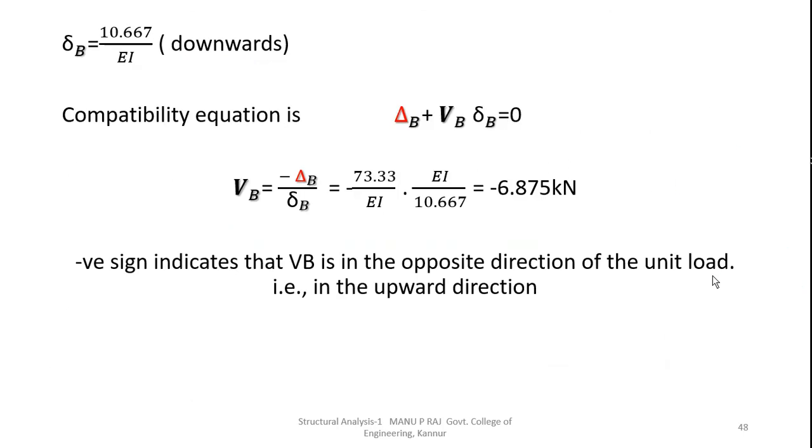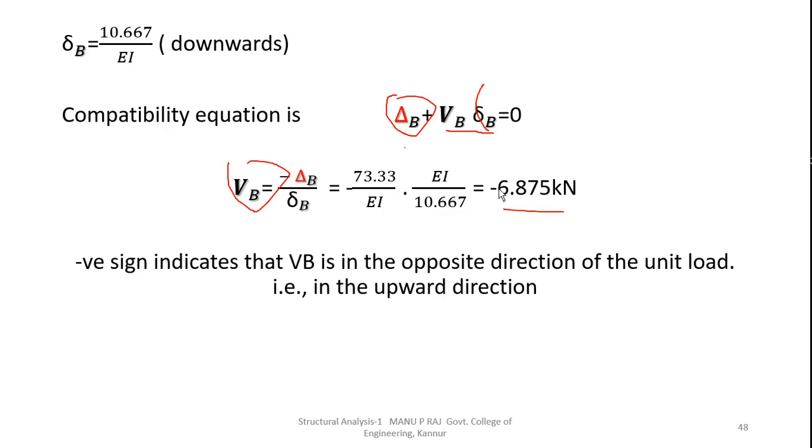Now the compatibility equation is this: capital delta b plus delta b dash, that is Vb into small delta b, equal to 0. We know the value of capital delta b, we know the value of small delta b. Now get the value of Vb. Vb equal to minus 6.875 kilonewton.